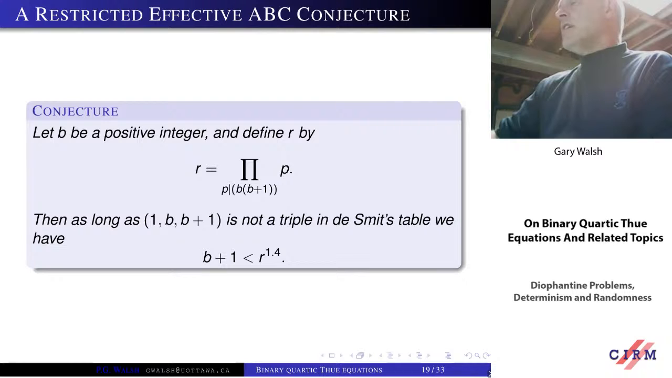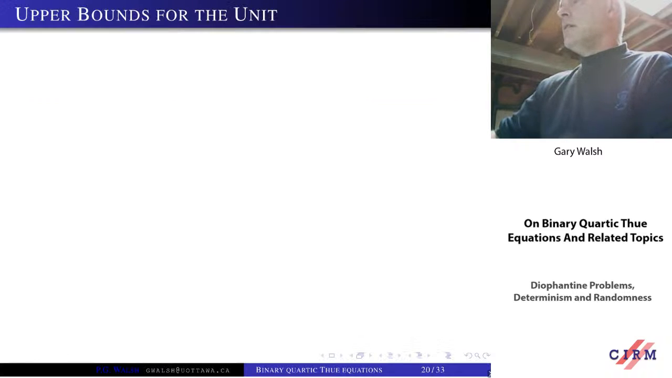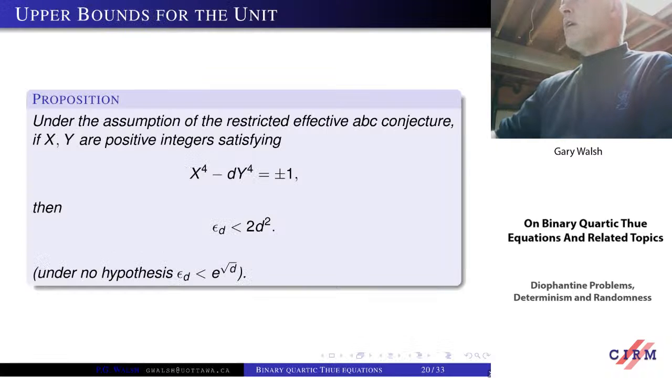So if anyone finds a counterexample to this, I'd love to see it. It could happen. I'm not saying it won't. I'm just throwing it out there for discussion, and I'm using it for my purpose. So in particular, if you have a solution to this Pell equation and you assume the restrictive effective ABC conjecture, then in fact the fundamental unit is really, really small. It's smaller than 2D squared.